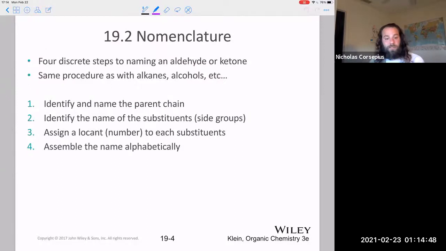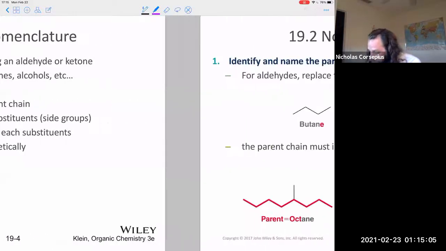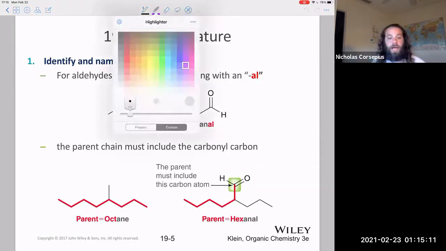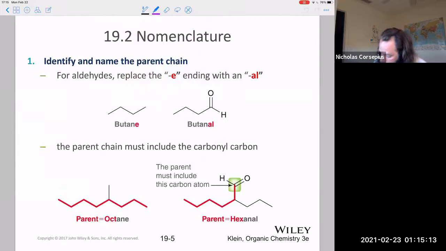Okay, so nomenclature. Let's go through each one of these individually. We're going to do aldehydes first. In a lot of ways, it's the exact same as what we're used to. We're going to have to find the parent chain, find the substituents, number our parent chain, and then set everything up alphabetically. With aldehydes, notice we have a new ending or a new suffix for our names.